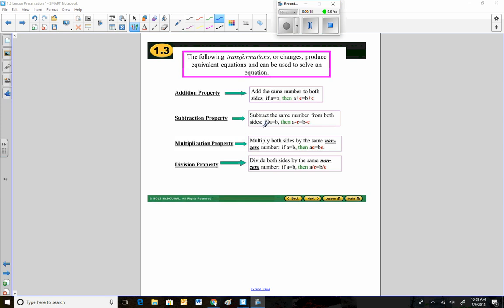So I just want to show you this addition property when you add the same number to both sides. Subtraction property, when you subtract the same number from both sides. Multiplication property is when you multiply both sides by the same non-zero number. Division property is when you divide both sides of the equation by the same number. Let's take a look at what that actually looks like.